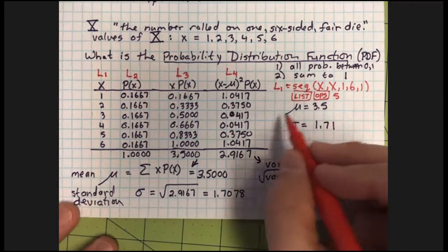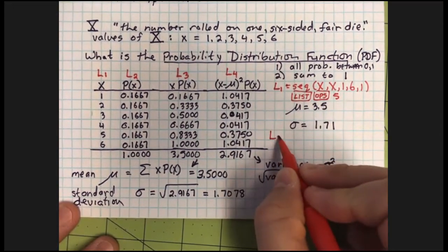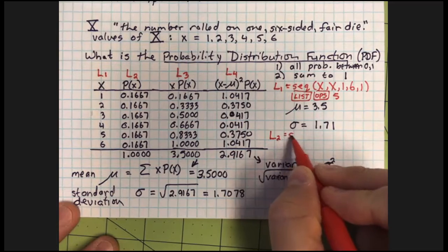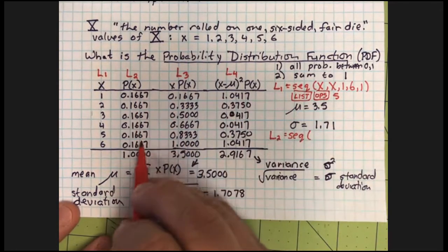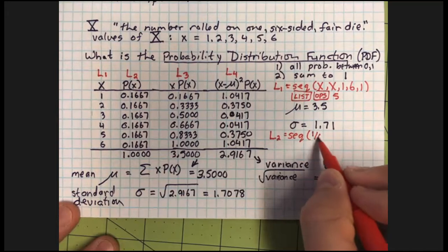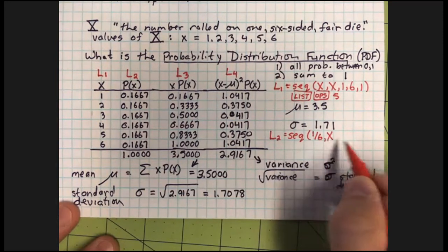And the list two I made by doing also the sequence command, except I put 1/6 in each place for each variable X.